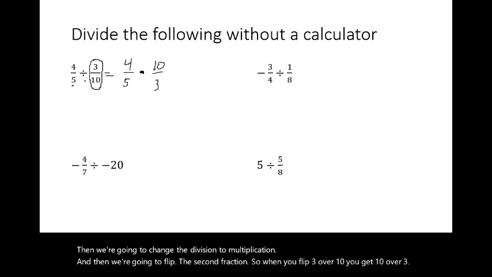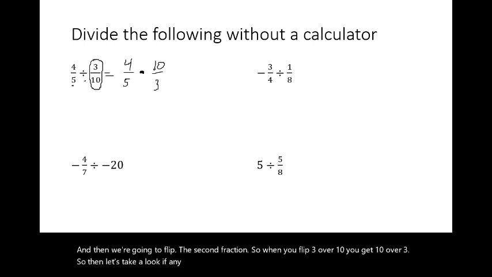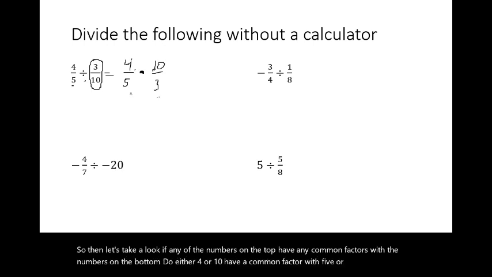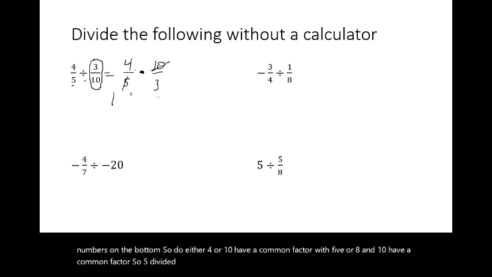So then let's take a look if any of the numbers on the top have any common factors with the numbers on the bottom. So do either 4 or 10 have a common factor with 5 or 3? 5 and 10 have a common factor. So 5 divided by 5 is 1. 10 divided by 5 is 2. And that was pretty much it.